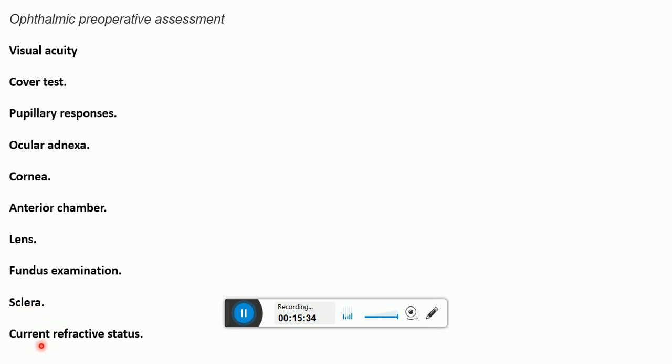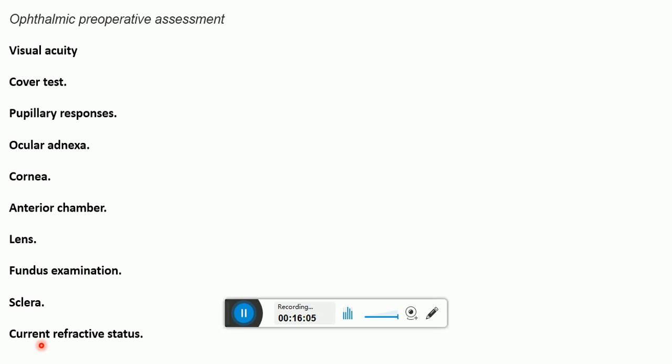Current refractive status. Last point is, it is critical to obtain details of the patient's preoperative refractive error in order to guide IOL implant selection. The keratometry reading obtained during biometry should be noted in relation to the refraction, particularly if it is planned to address astigmatism by means of targeted wound placement, a toric IOL or a specific adjunctive procedure.